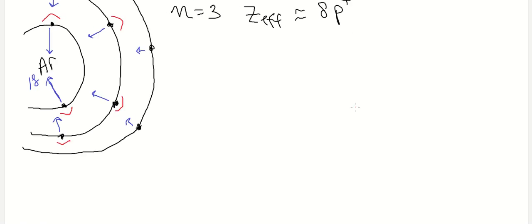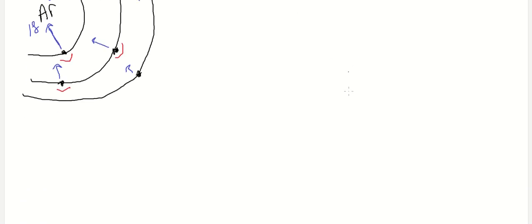So now we can take a look at a few trends. Let's say this is energy. And we have hydrogen with 1 proton. It has 1 electron, in the 1s orbital.